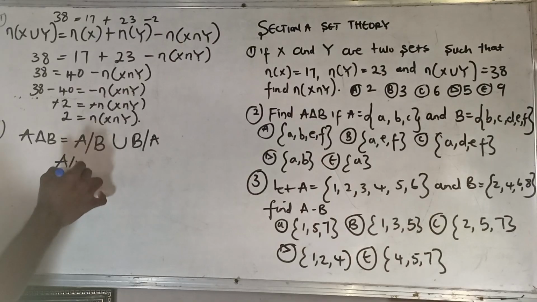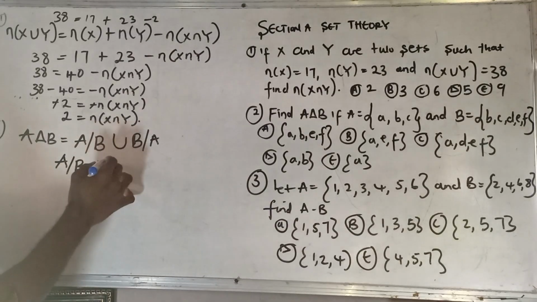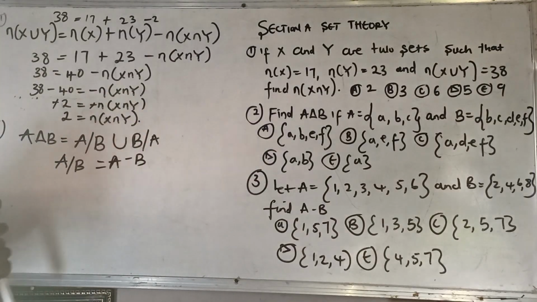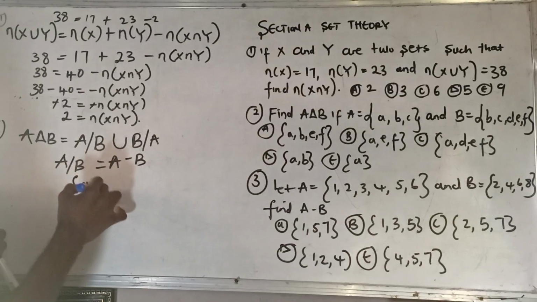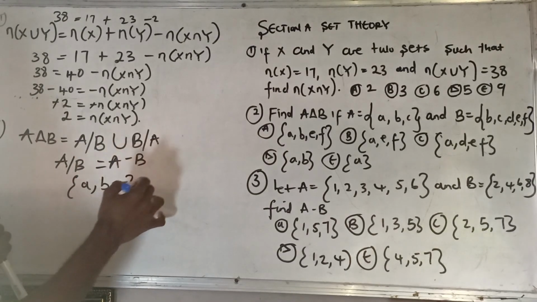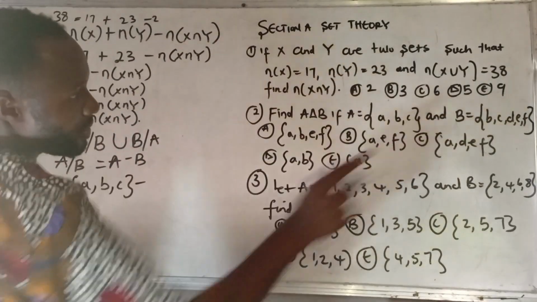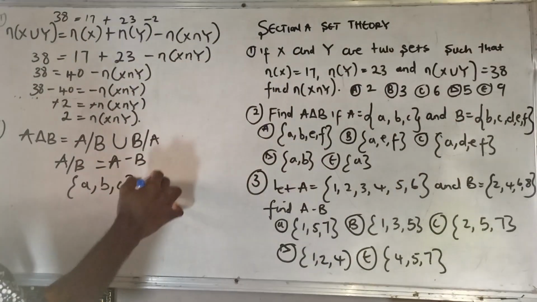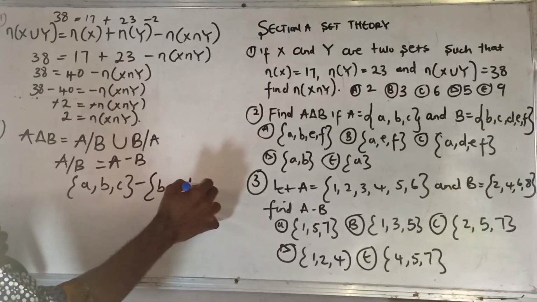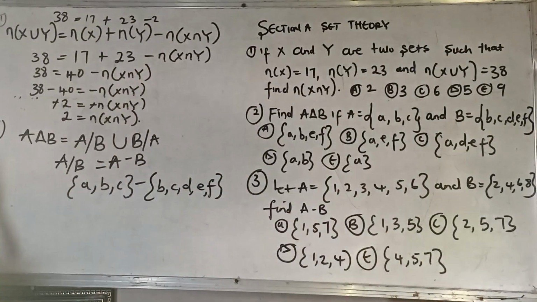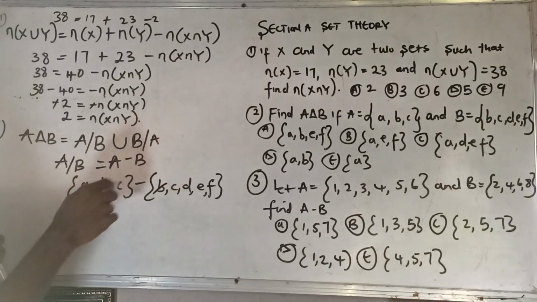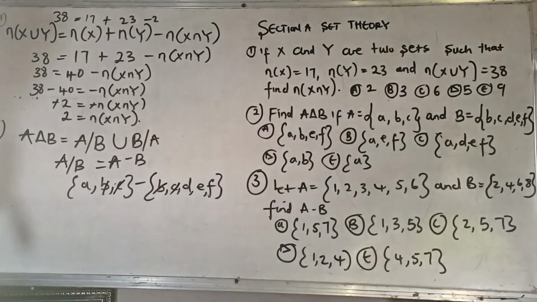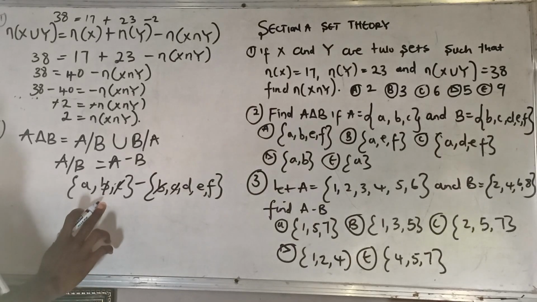A divided by B is just like saying A minus B. There's no difference, right? So let's emphasize this now. My A is what? My A is given to be A, B, C. From the question, B is given to be B, C, D, E, F. So let's subtract this together. If I want to subtract, B and B go, C and C go. So the final answer there is A.